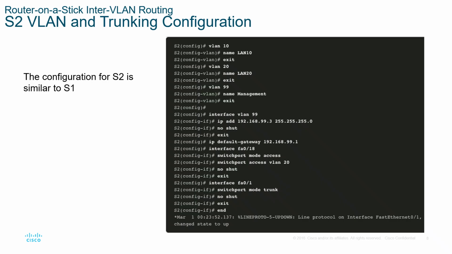I also have to make sure that Fa0/1 on both switches is put into trunk mode, as well as the connection between my router G0/0/1 and the switch port that I am plugged into on the switch. Those all have to be configured as trunks.